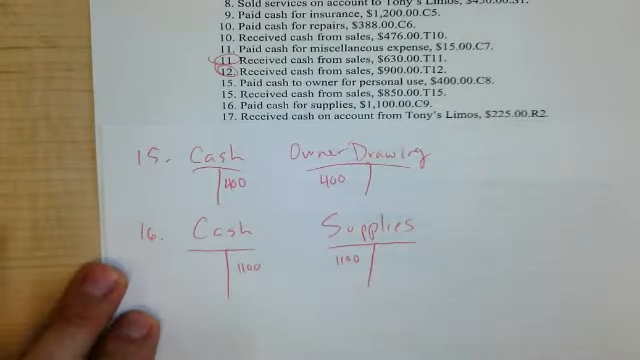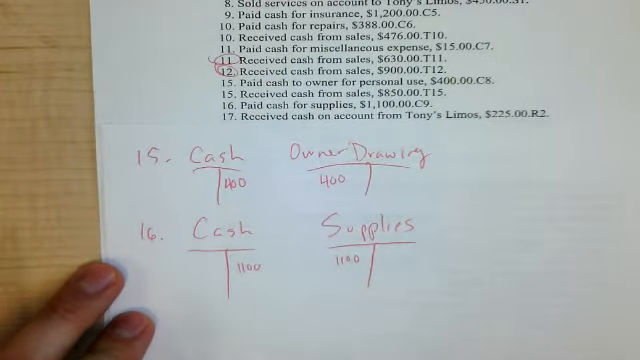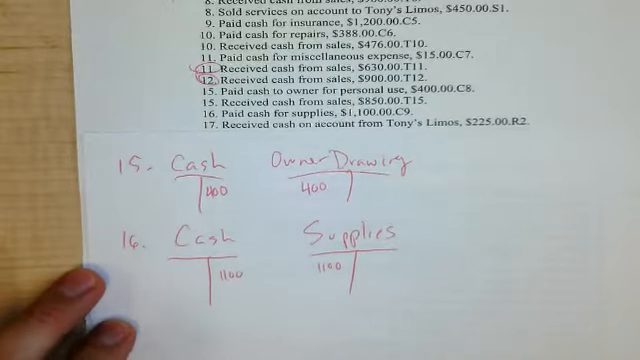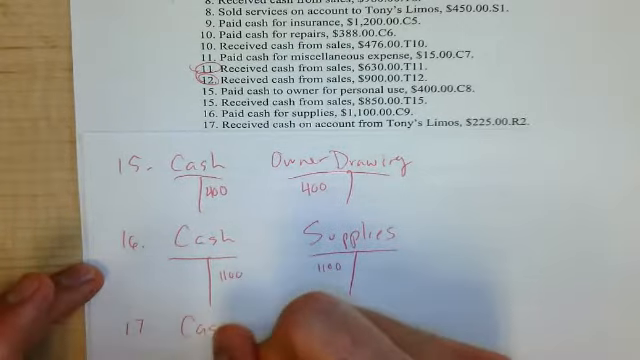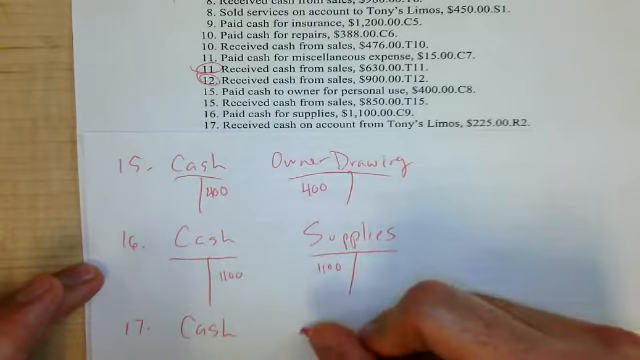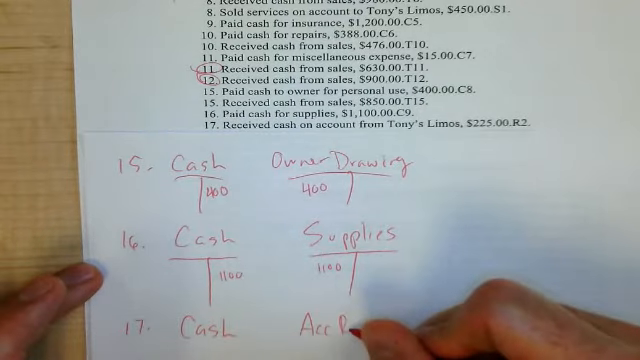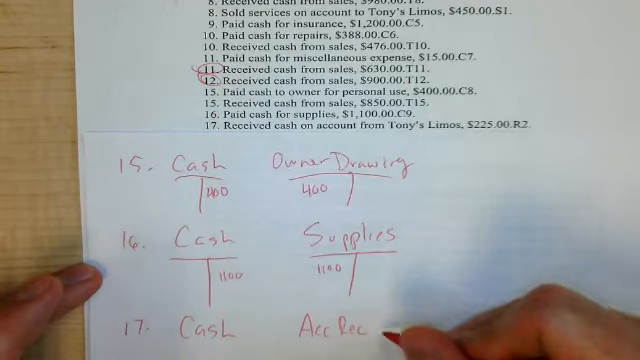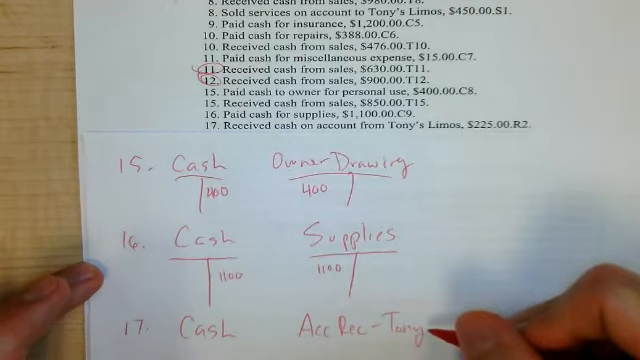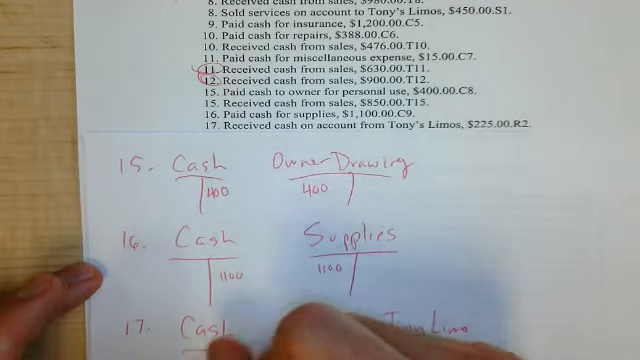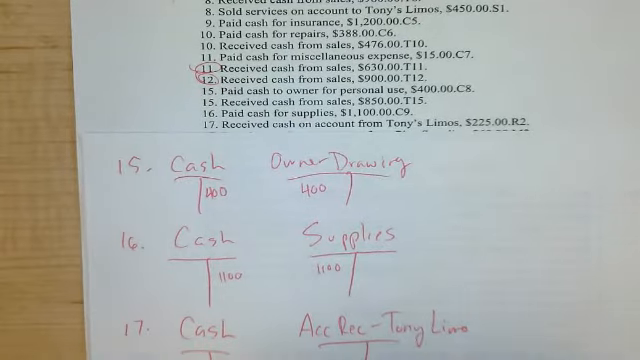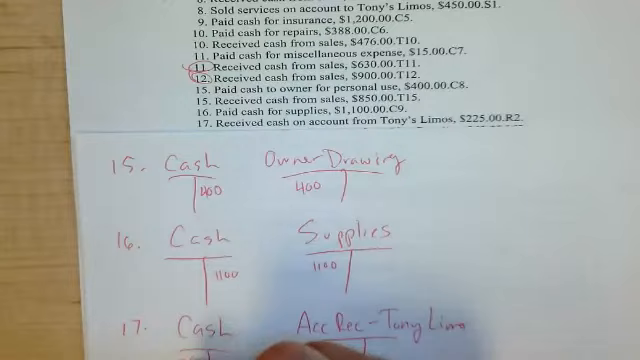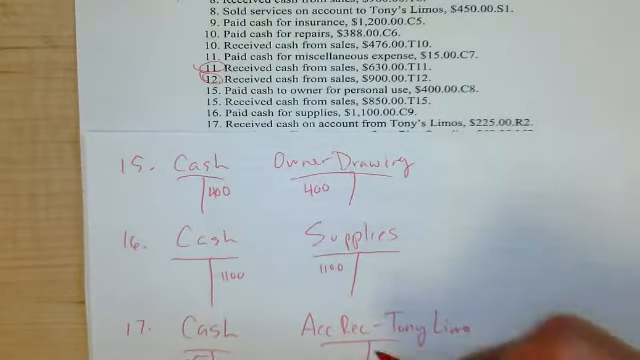Here's one we haven't done yet. Received cash on account from Tony's Limo, 225. So on the 17th, I know I'm going to have cash and what, Natalie? Account receivable, Tony's Limo. If I received cash on account, is cash being debited or credited? Debited. That means the asset account receivable is being credited, 225.